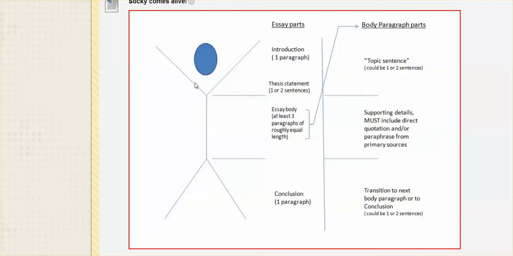And so I like this stick figure, and I'm going to repeat what's already presented in the unit here, for how it suggests the way that we move from the most general, where his arms are outstretched, down to a thesis statement, which might be 1 or 2 sentences.